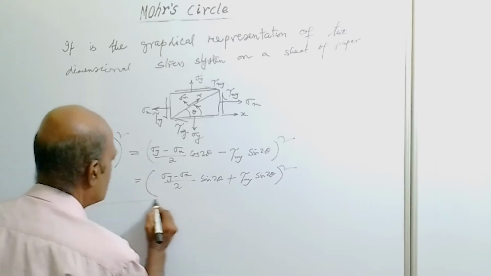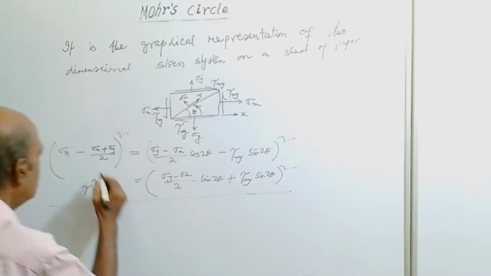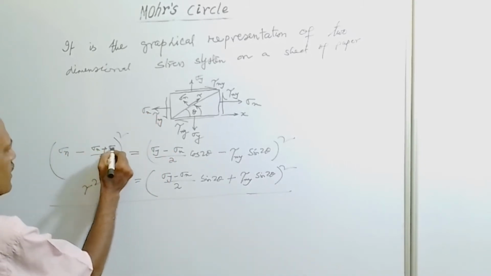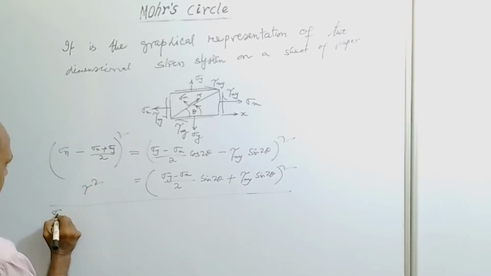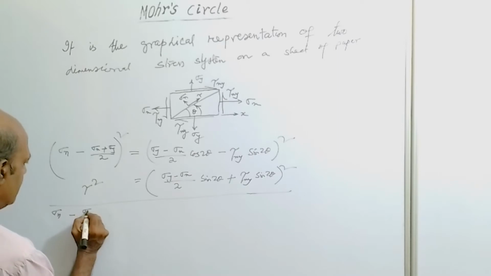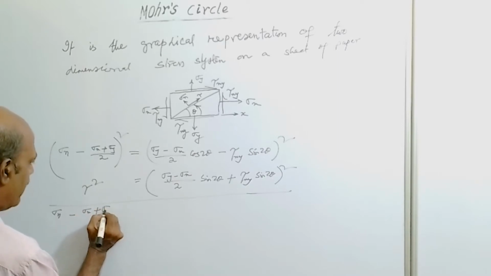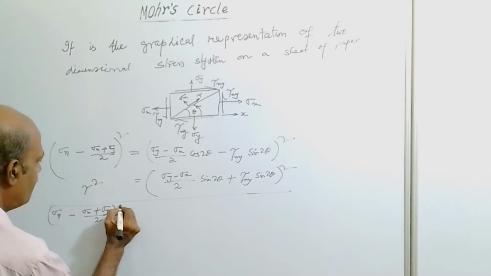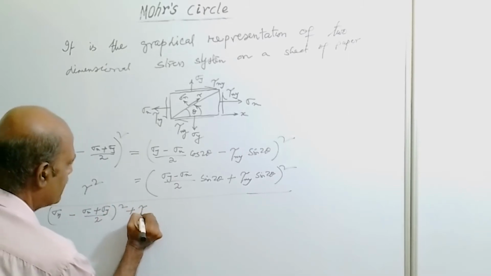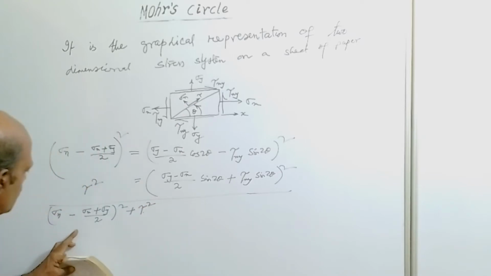plus tau xy cos 2 theta whole square. Now if we add these two equations, we get sigma n minus sigma x plus sigma y by 2 whole square plus tau square. Let's see what happens.